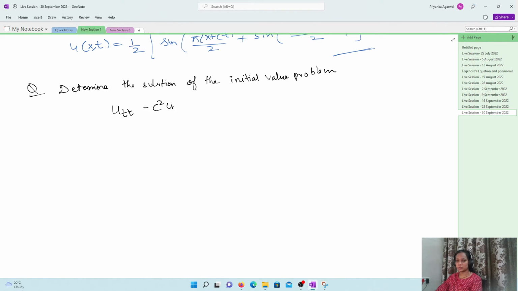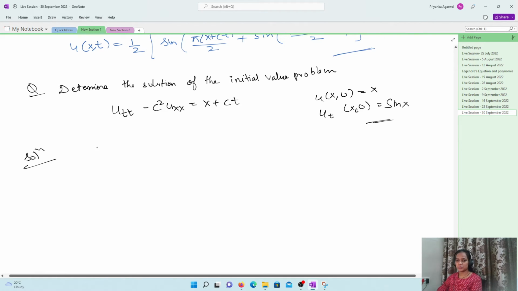u_tt minus c square u_xx equals x plus ct, and we are given the initial value problem: u(x, 0) equals x and u_t(x, 0) is sin x. So this is the problem.